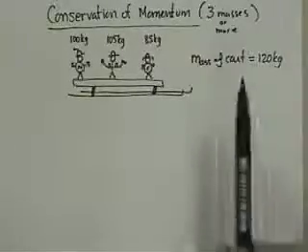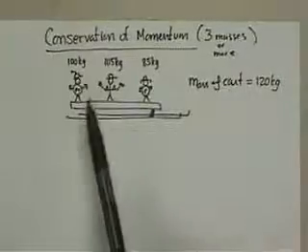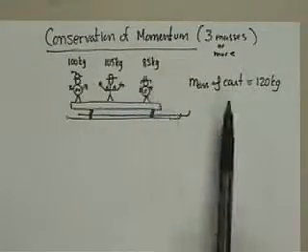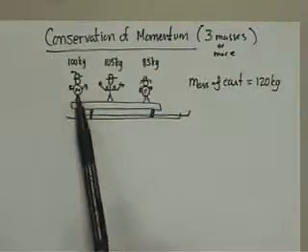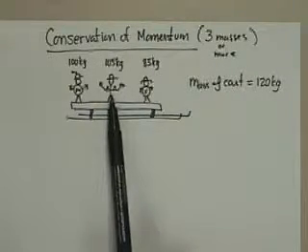Okay, you don't always just have to have two masses for conservation of momentum. I'm going to show you a situation where you can have three or more masses, and in fact, in this case, you're going to have four masses. You're going to have the math teacher, the chemistry teacher, and the physics teacher, and you can tell the physics teacher because he's got big muscles.